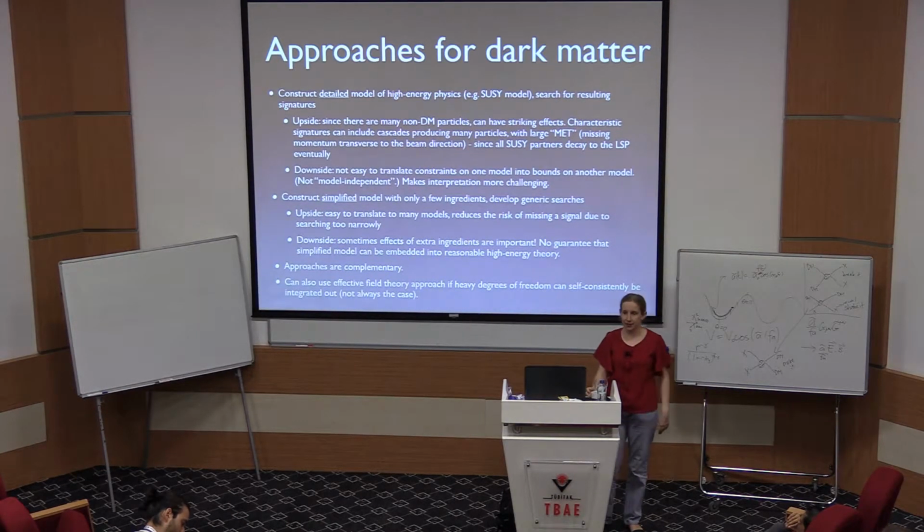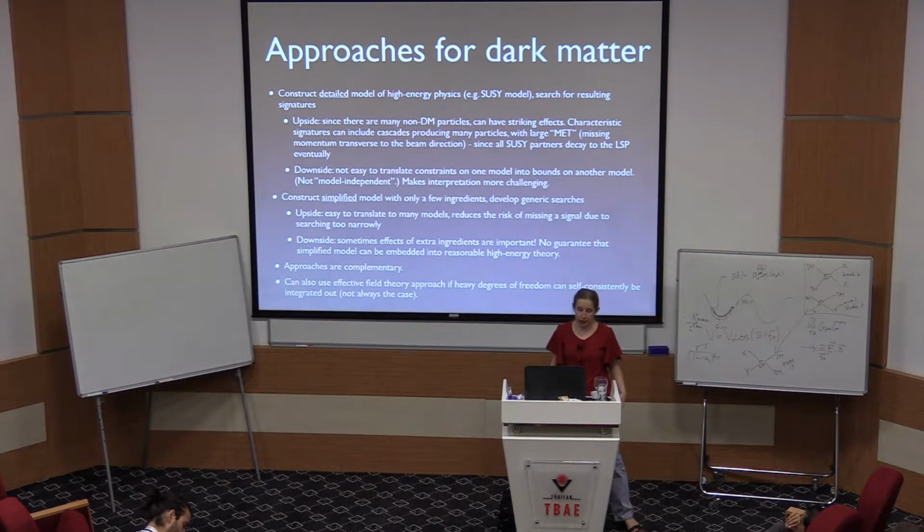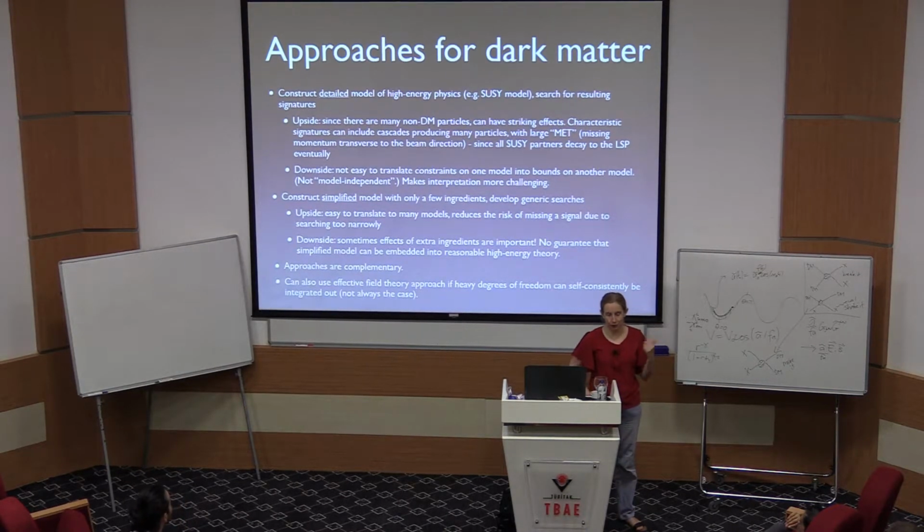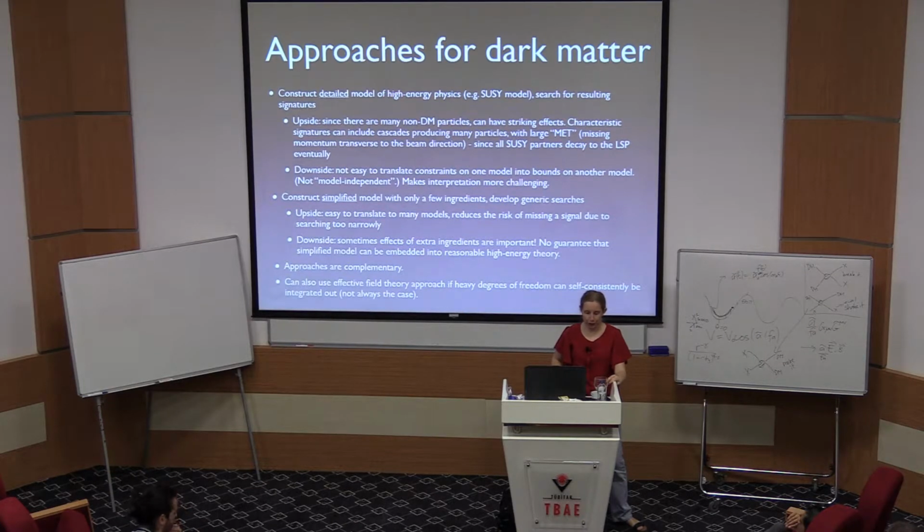So in response to this, there's been a lot of work done in recent years to construct what people call simplified models with only a few ingredients. For example, you might say, suppose I have dark matter, and I have a mediator, and I can scan over the space of the dark matter mass, the mediator mass, and the coupling between the two, and just write down the tree level diagrams that I can draw with only those particles and use that to figure out what signatures I can look for.